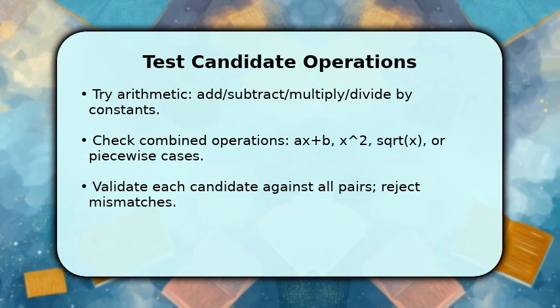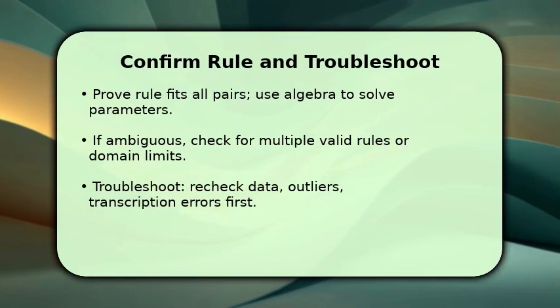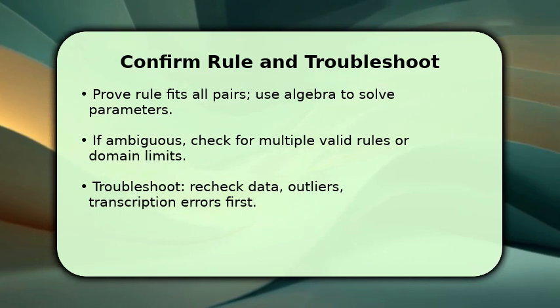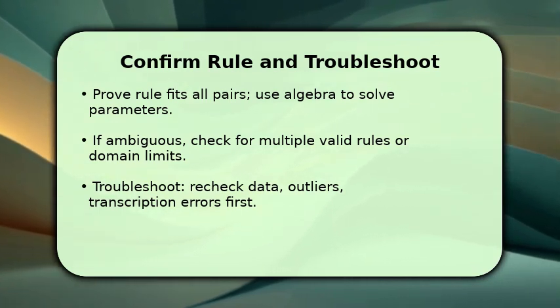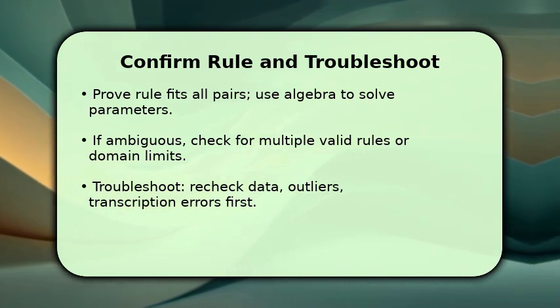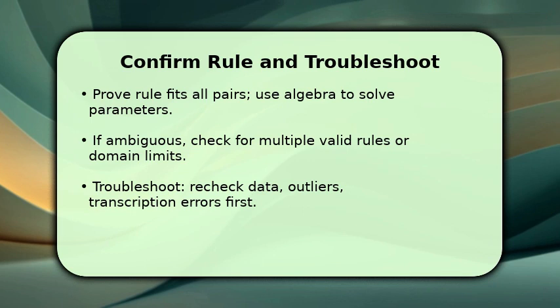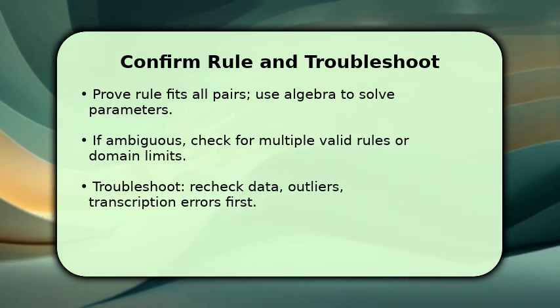Solving for a and b from 2 points is an efficient next step. Finally, confirm your rule by algebraically proving it fits every input-output pair. If linear, solve parameters from 2 distinct pairs and verify the rest. Once confirmed, express the rule clearly and note any domain restrictions so users know where it applies.